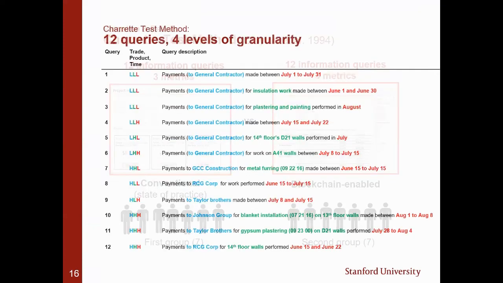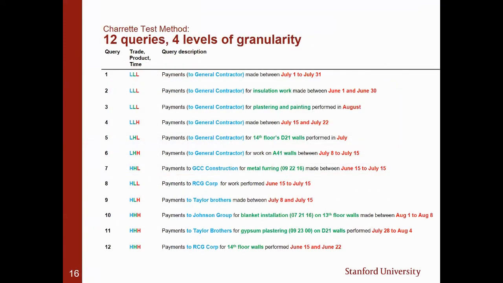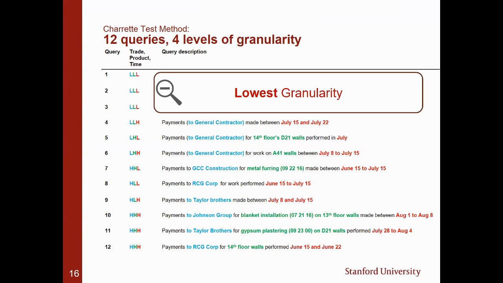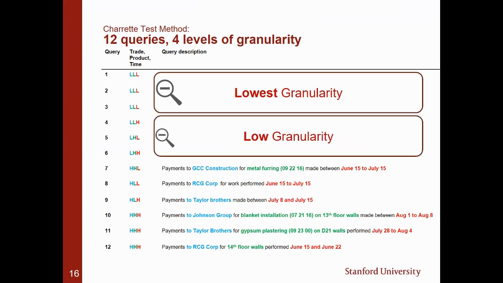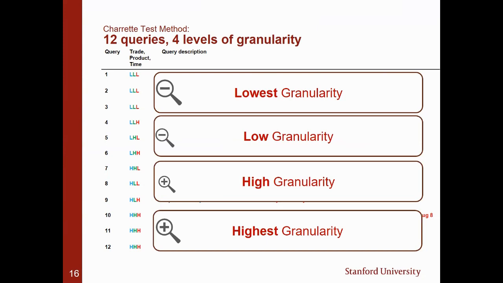So the queries are basically asking individuals about amounts of payments. For example, in the first case, you see we're asking about the amount of payments to the GC in the month of July. As you go down, you see the granularity increases. Sometimes we're asking about particular trades. For example, you see Johnson Group, that's one of the subcontractors. Sometimes we see metal furring, that's a more specific question. Sometimes we're asking about all the work performed in a given week. So we're trying to see how these 2 different systems compare if we increase granularity. We have the lowest granularity, which is the first 3 queries. We have low, high, and highest. So we define 4 different levels of granularity.